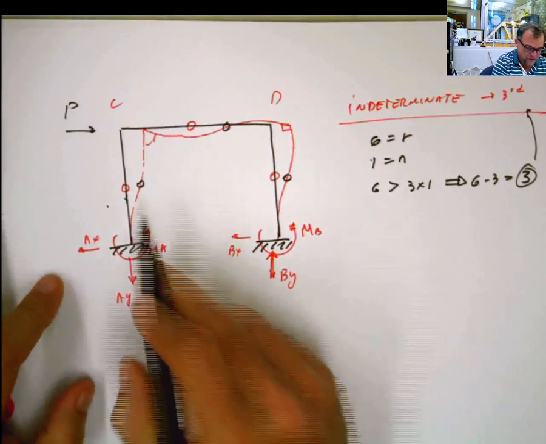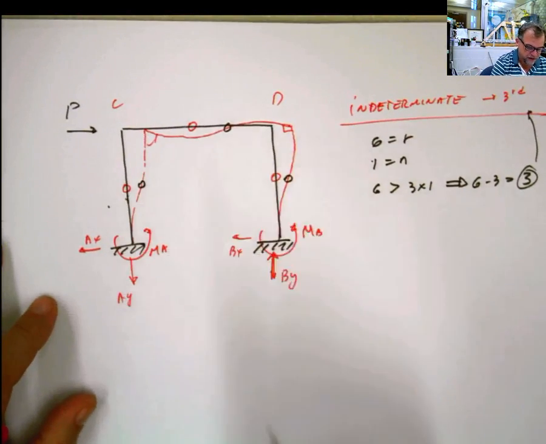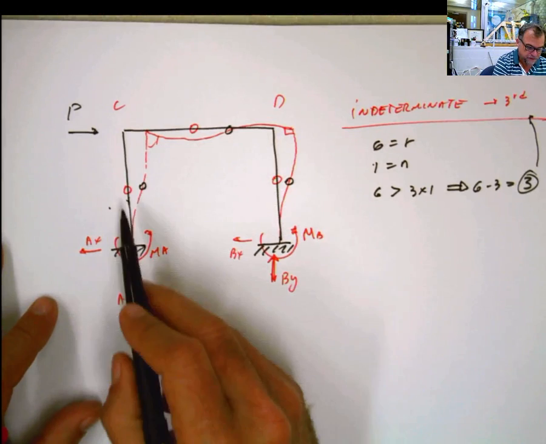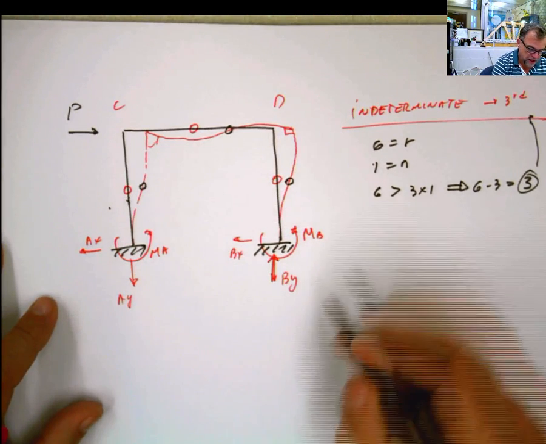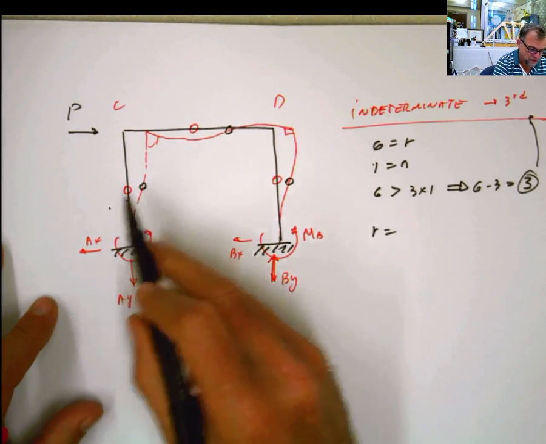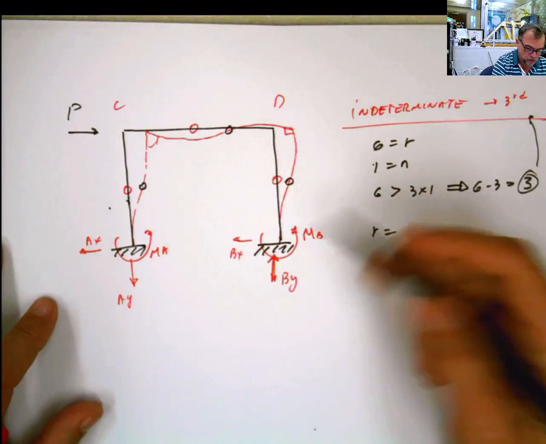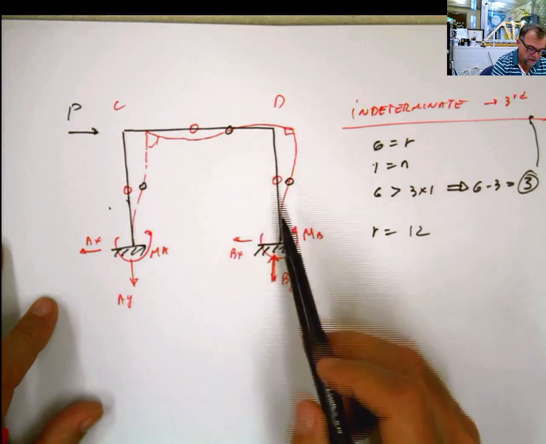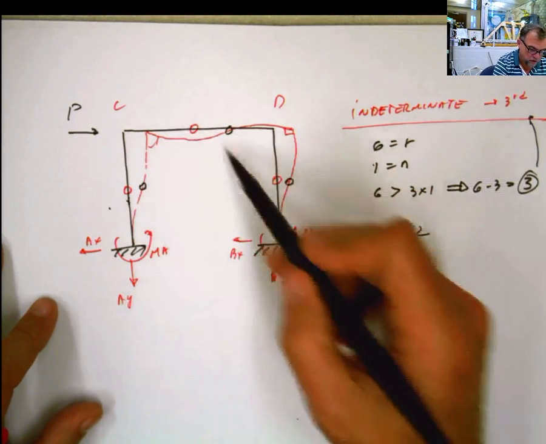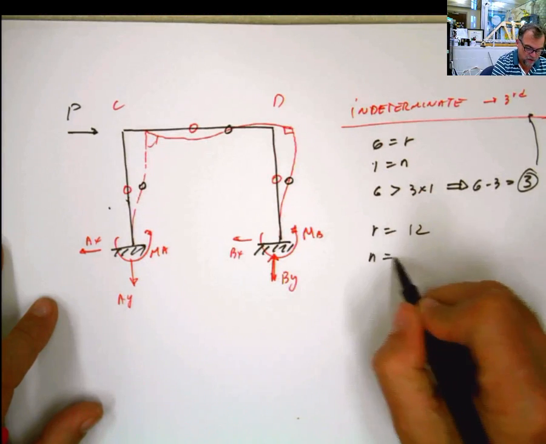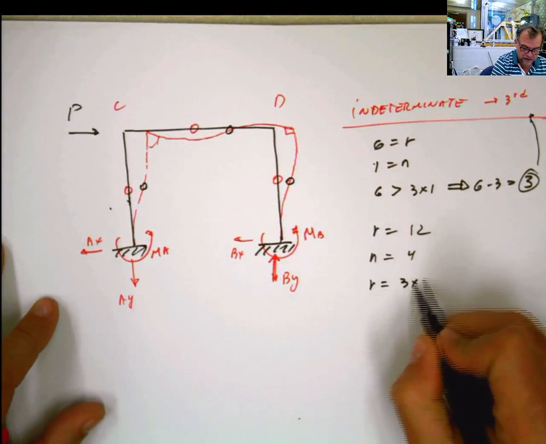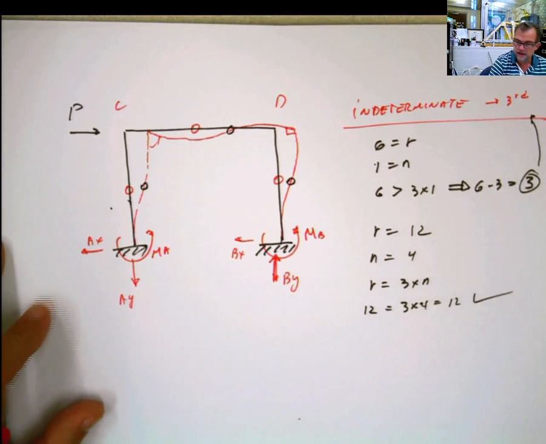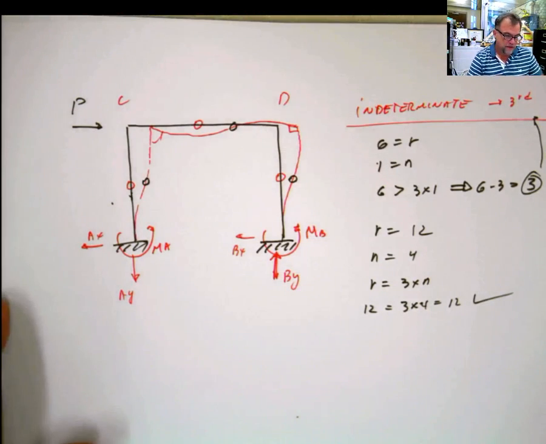So if I put that at the half of each one of the lengths, wherever I have the fixed condition and inflection point over there, then how many reactions am I going to have? Reactions equals 1, 2, 3, 4, 5, 6, 7, 8, 9, 10, 11, 12. How many bodies do I have now? Well, now you have 1, 2, 3, 4. N equals 4. R has to be equal to 3 times N. R is 12 equals 3 times 4. 12 is statically determinate.